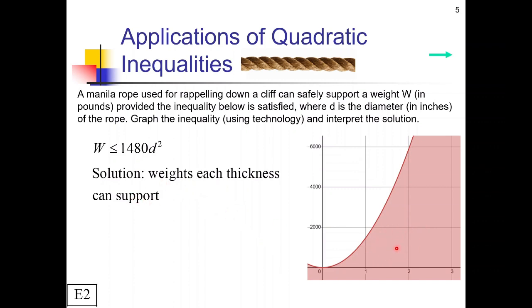If you're in the shaded region, for example, if you have a diameter of 2 inches, then that means you can support all these different weights. So you could go 4,000, possibly a little bit less than 6,000. But boy, if you go to 7,000, you're probably going to have a rope that's snapping. So that's what all this is representing.